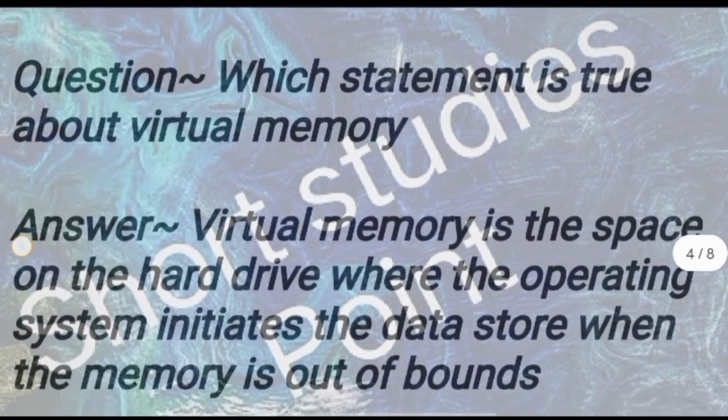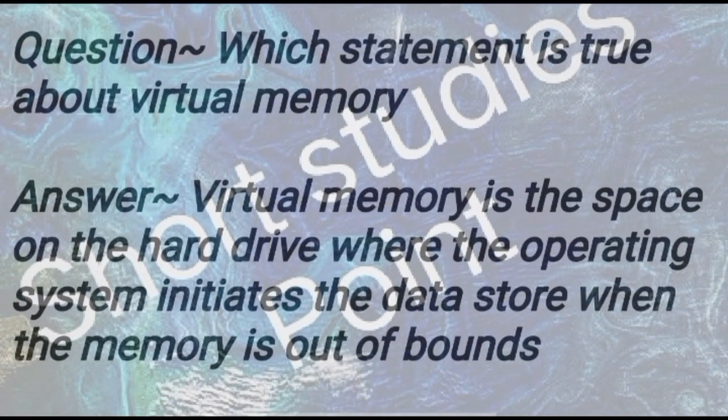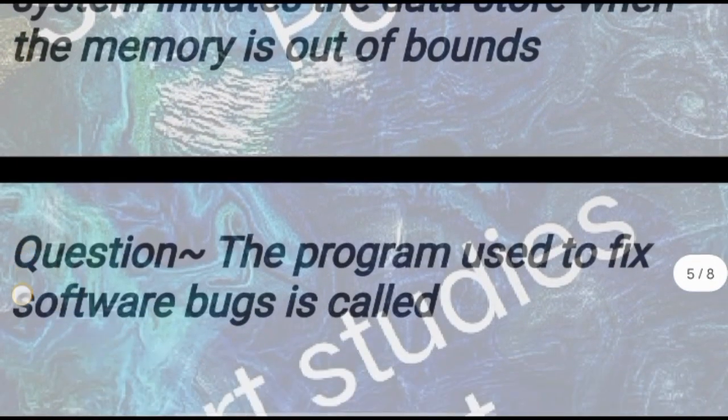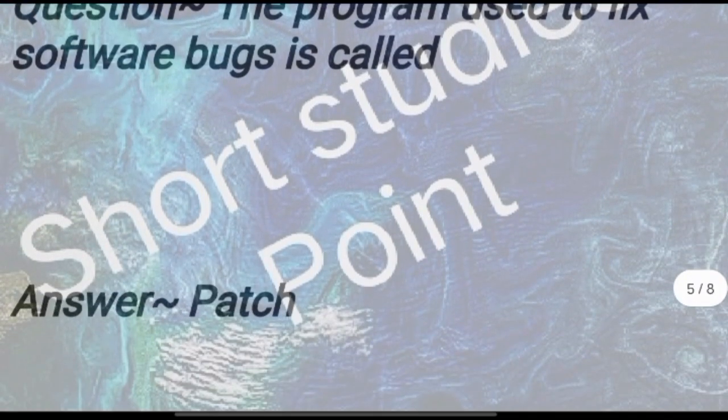Next question: which statement is true about virtual memory? Answer: virtual memory is the space on the hard drive where the operating system initiates the data store when the memory is out of bounds. Next question: the program used to fix software bugs is called? Answer: patch.